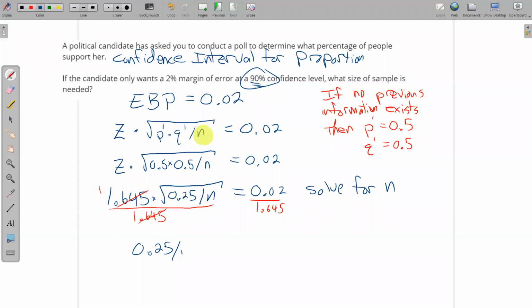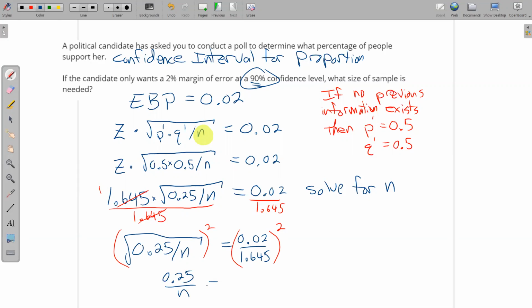0.25 over n is inside the square root, and it's equal to whatever that fraction is. And I don't care what it is yet. I'm just going to leave it like that. To get rid of a square root, I then square both sides. So that gets rid of the square root. So now I have 0.25 over n is equal to whatever that sucker is squared.